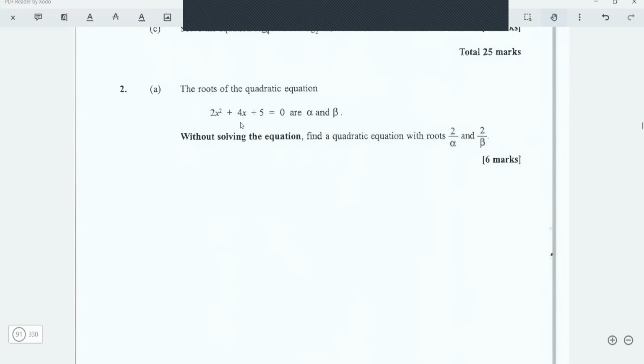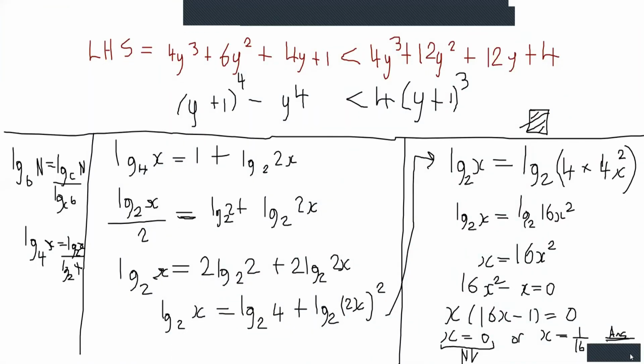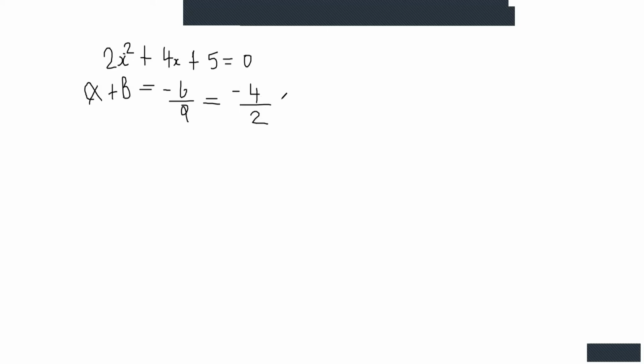Now the first thing is, guys, if you have a quadratic equation 2x squared plus 4x plus 5, we don't need to find the two roots. All you need to know is that the sum of the roots, alpha plus beta, is minus b over a. So alpha plus beta is minus b over a, which gives us minus 4 over 2, which ends up equal to negative 2. Cool with this?